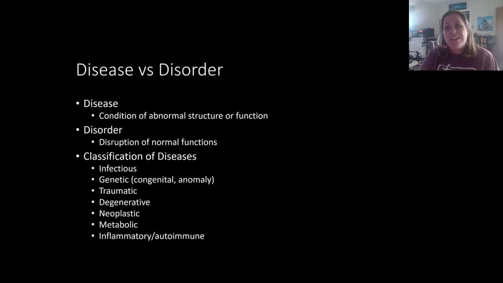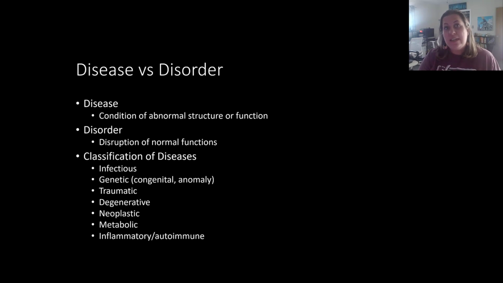We then also have traumatic diseases. These are caused by some sort of trauma. One of the biggest traumatic issues is a motor vehicle accident. Motor vehicle accidents are the biggest kind of trauma that we have coming through. You can also have blunt force traumas, gunshots, stab wounds, crushing injuries. All of those would be considered traumatic diseases.